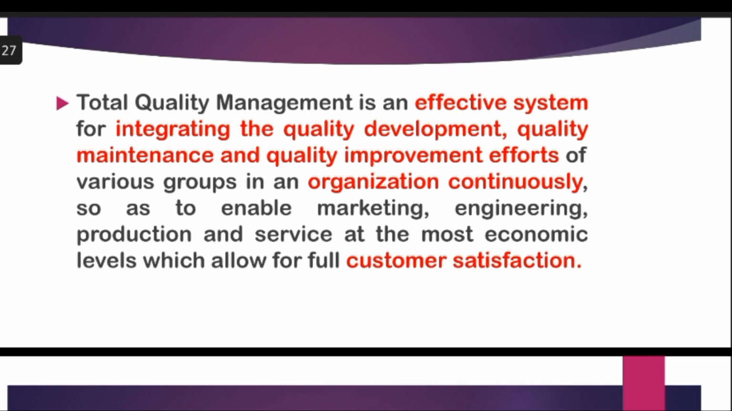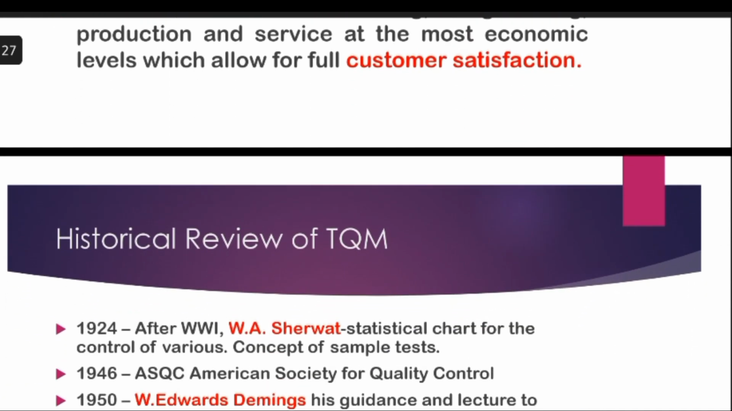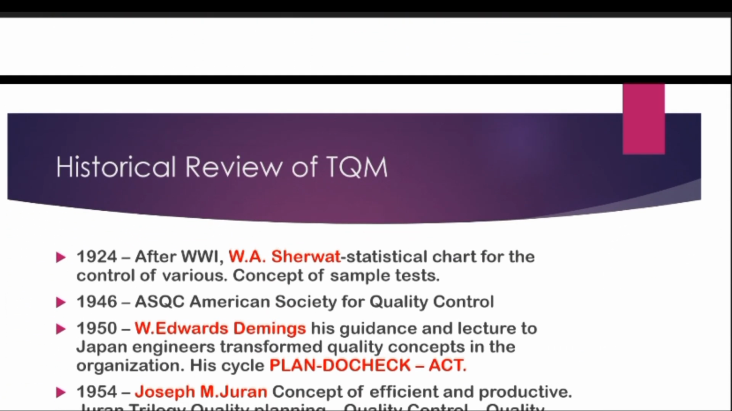Next, we are going to discuss the history of TQM. As we all know, many scientists have contributed towards TQM. First of all, in 1924, W.A. Shewhart showed the statistical chart for controls and the concept of sample test. After that, in 1946, they developed the ASQC, the American Society for Quality Control, for the continuous improvement of process or product quality.